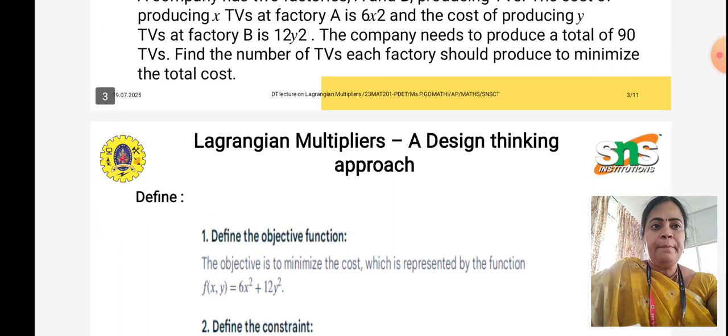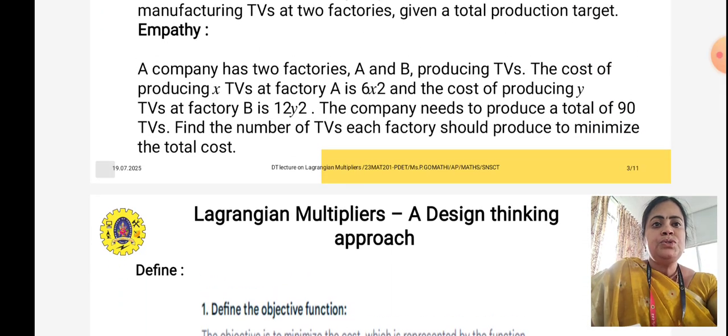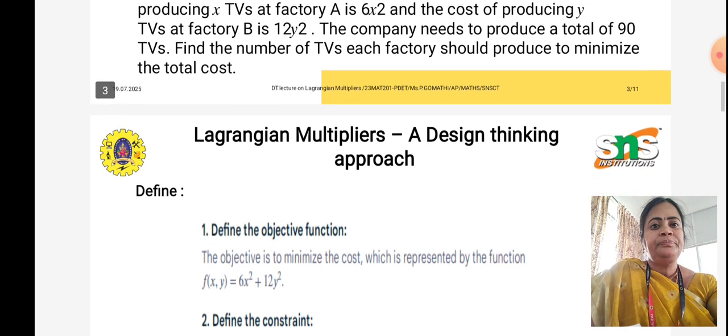So what is our empathy? A company has two factories A and B producing TVs. The cost of producing x TVs at factory A is given by 6x square and the cost of producing y TVs at factory B is given by 12y square. The company needs to produce a total of 90 TVs. Find the number of TVs each factory should produce to minimize the total cost.